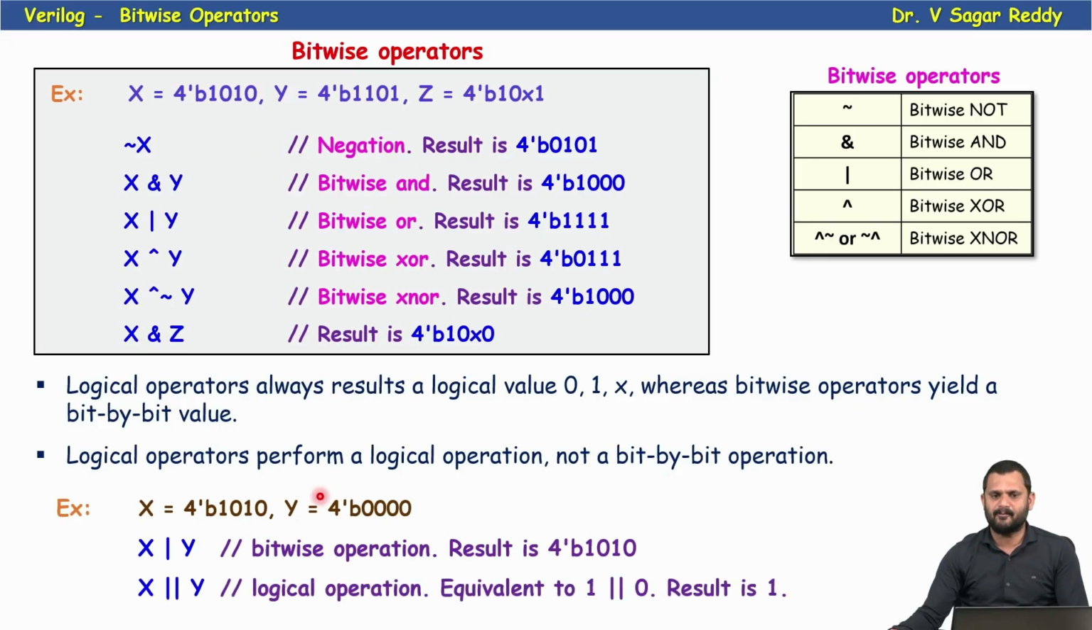In the same way, if you perform a logical operation on these two, the result is: X is 1010, a non-zero value, that is true, or Y is 0. Logical 1 OR logical 0, true OR false, the result is 1. Here the result is 1 bit, there it was 4 bits. Clear? I hope you are clear on these bitwise operators.